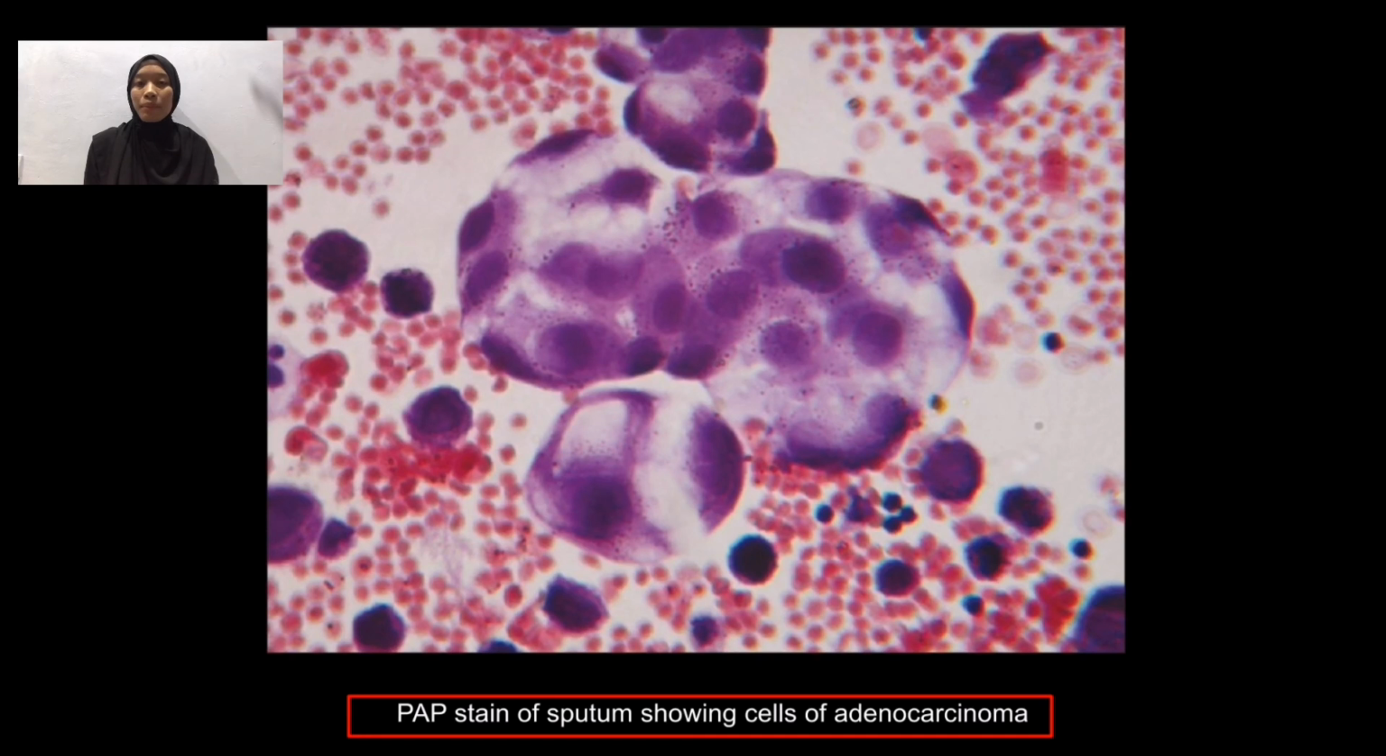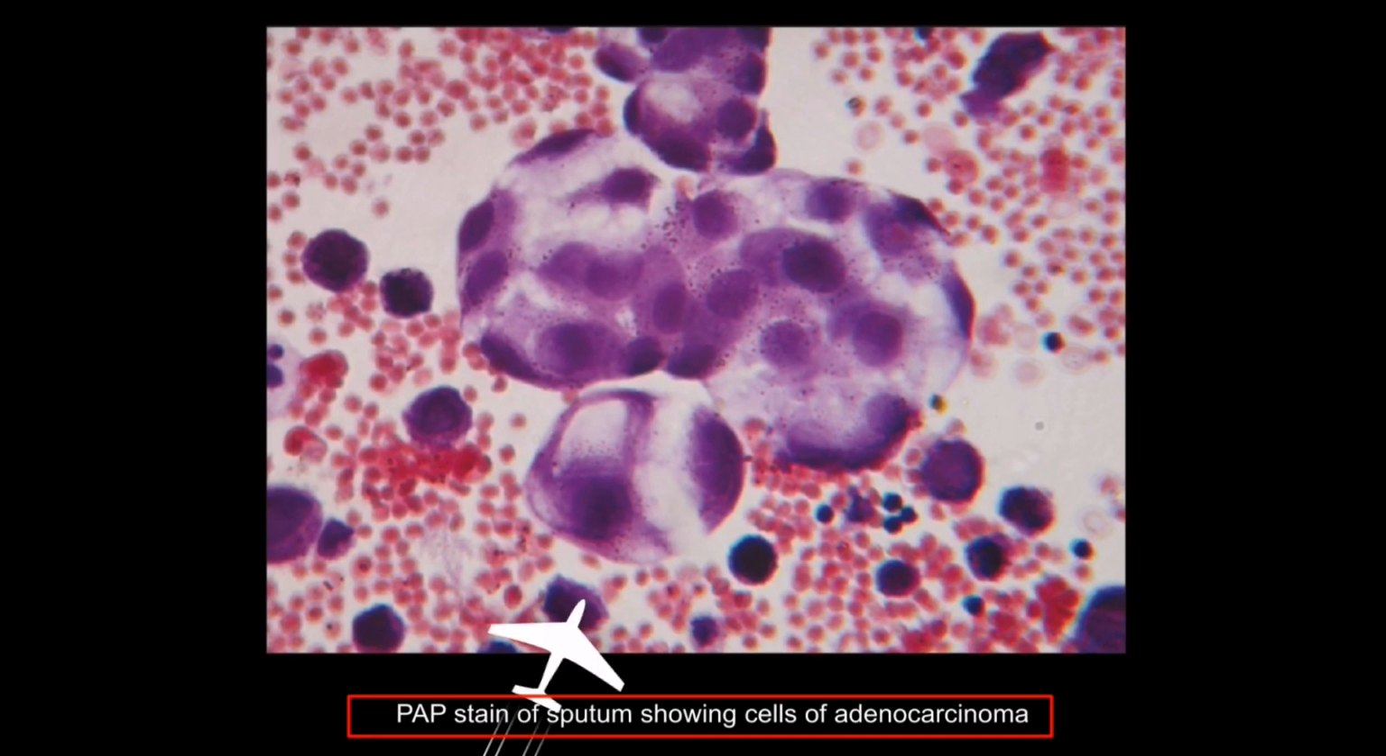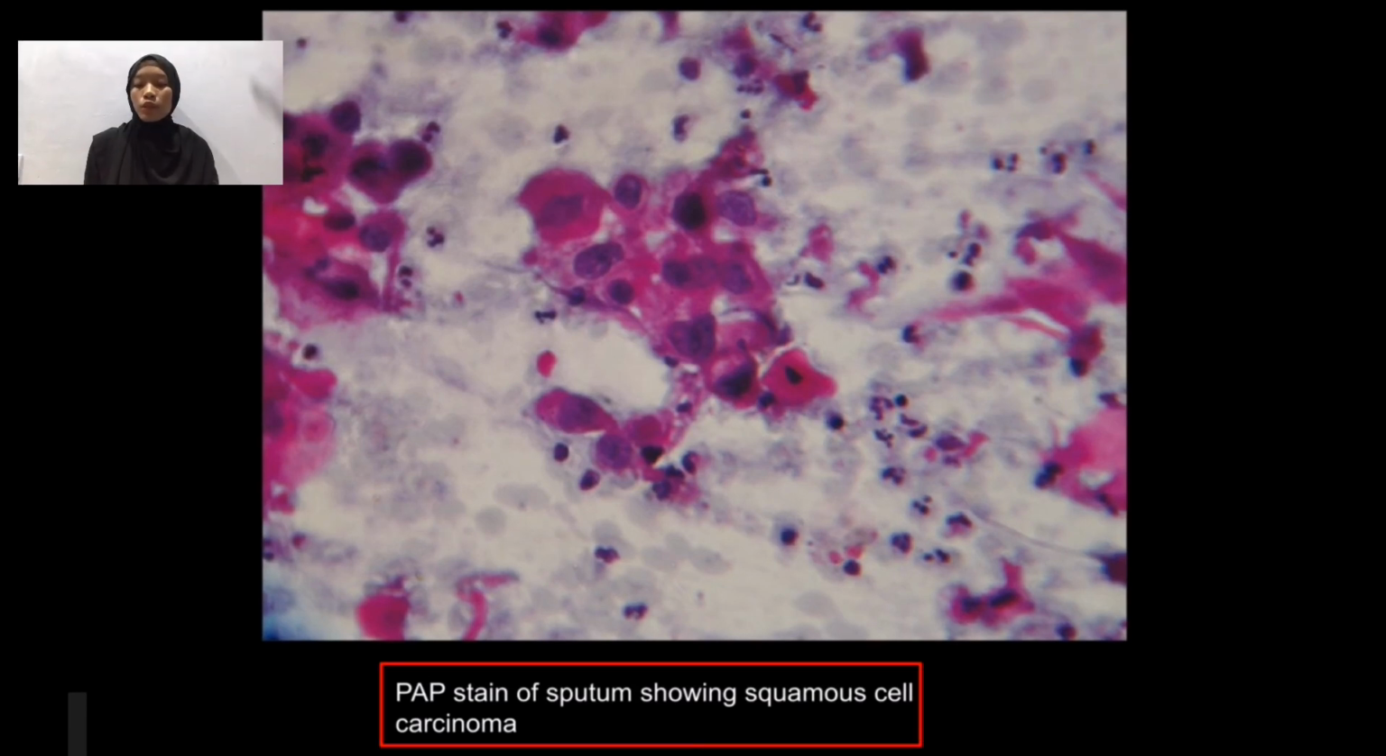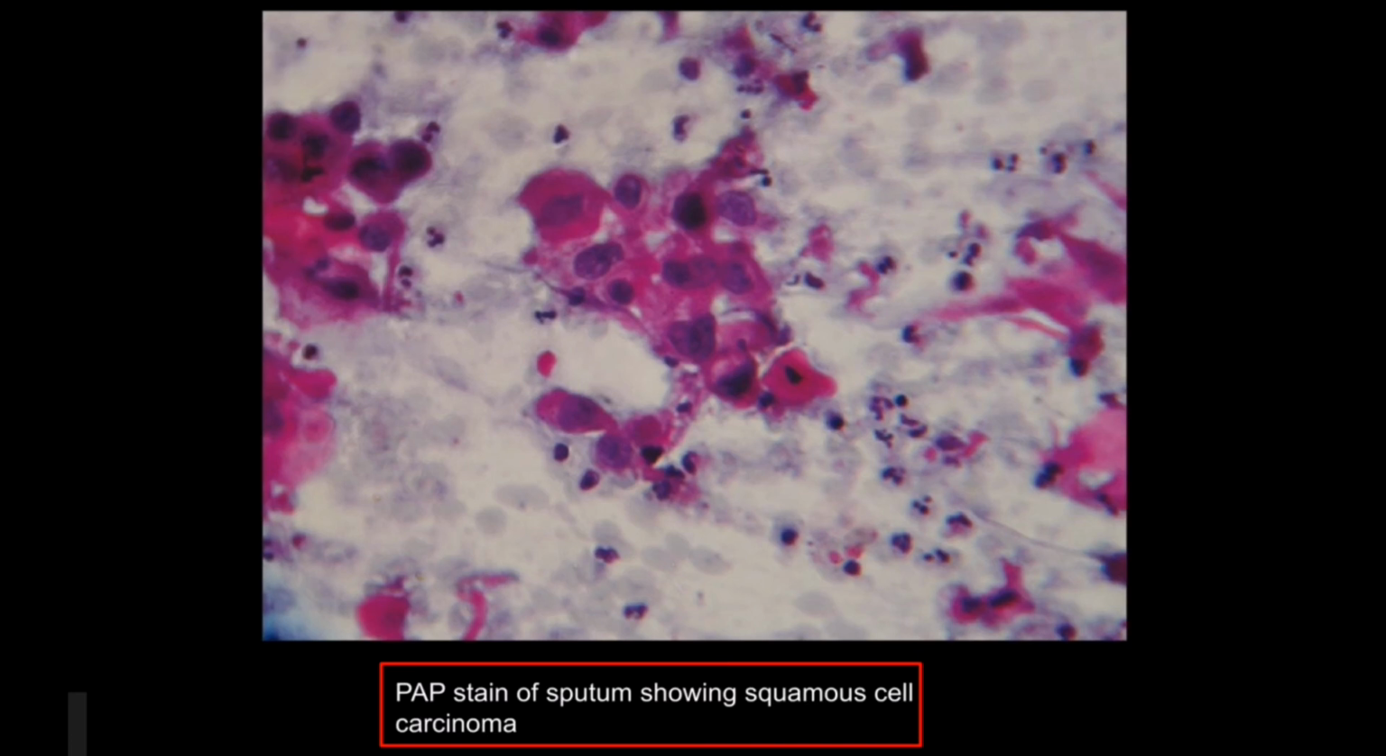This is a Pap stain showing cells of adenocarcinoma, and this one is a Pap stain of sputum showing squamous cell carcinoma.